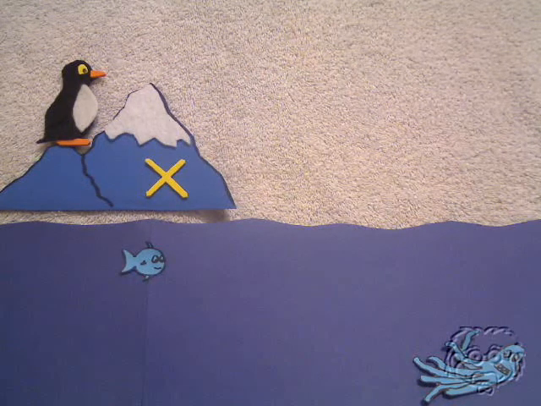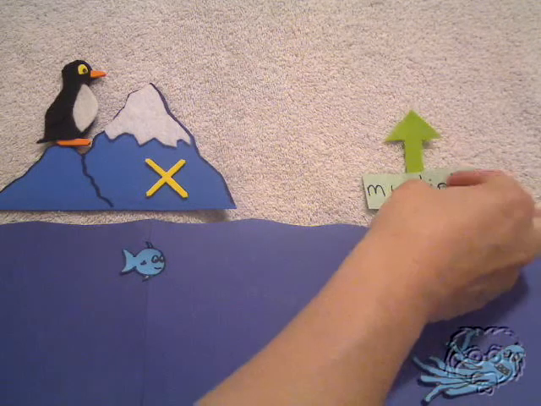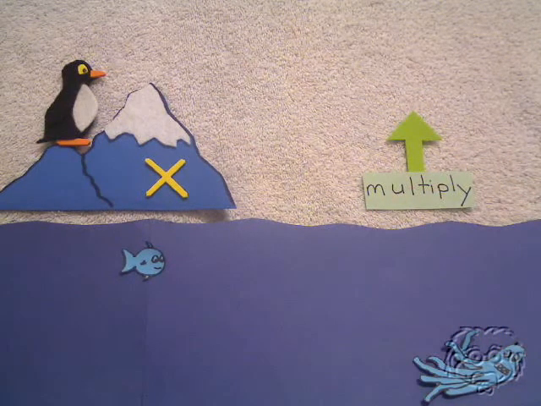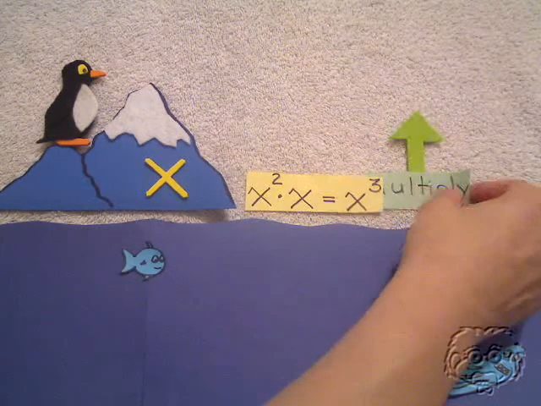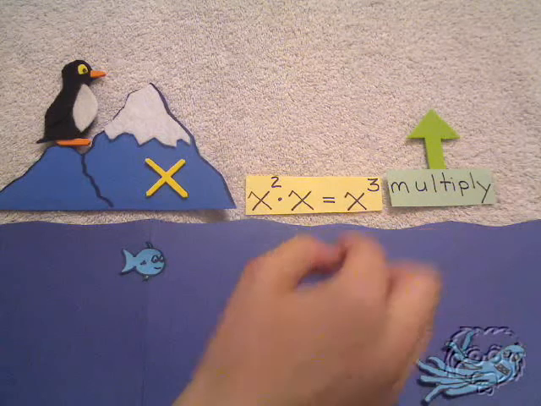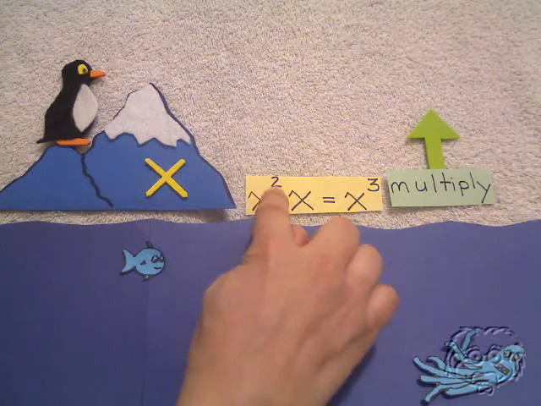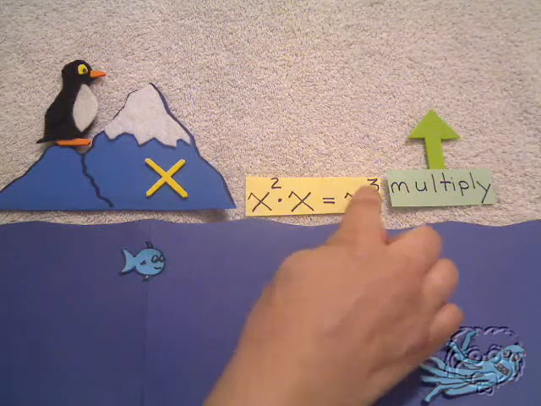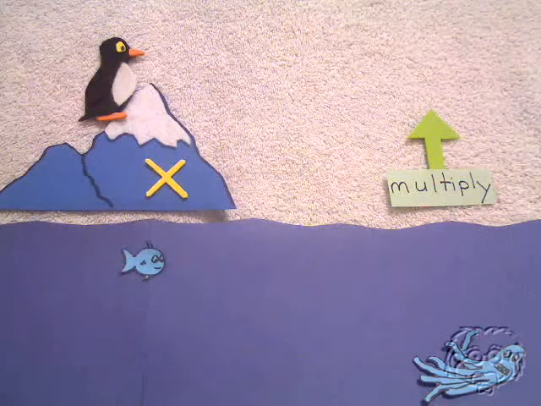Suppose Danny the Penguin went hiking on Exponential Mountain. Now, in order to get up Exponential Mountain, he had to multiply, because by multiplying you can increase the exponent. So for example, if you multiply x squared times x, x squared times x is x cubed. Since we're multiplying by x, the exponent increased from 2 to 3. So up he goes.